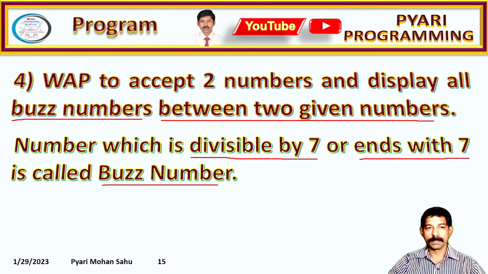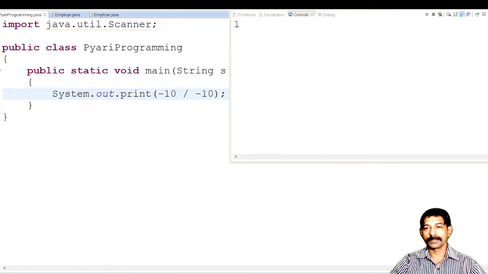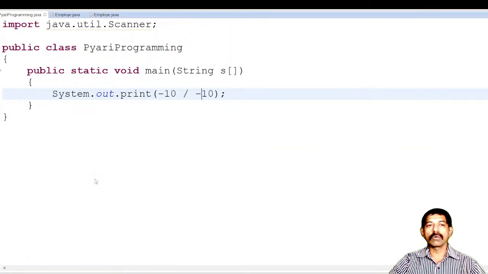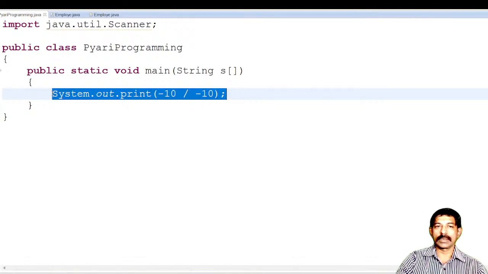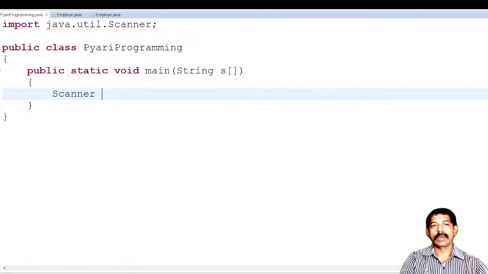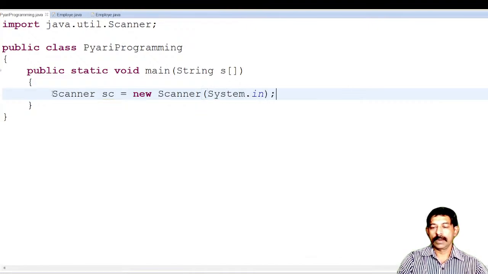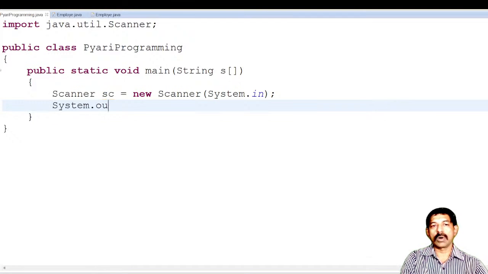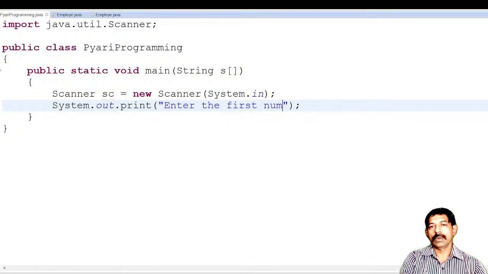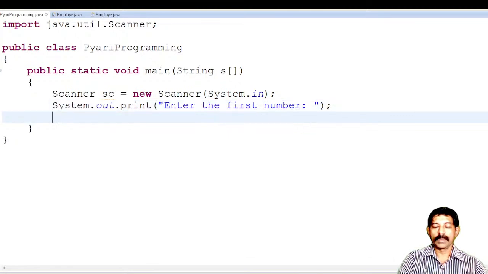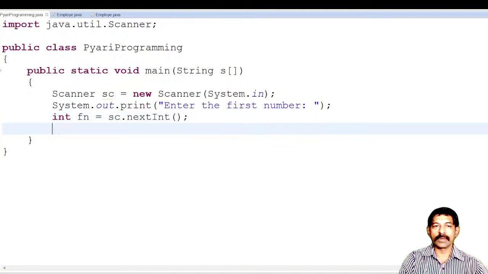How can we do this? I'm taking you to the Java screen. Now as per the question, I need to accept two numbers. So Scanner sc = new Scanner(System.in). After that I will say System.out.print, "Enter the first number". int fn is the first number, sc.nextInt() for the first number.